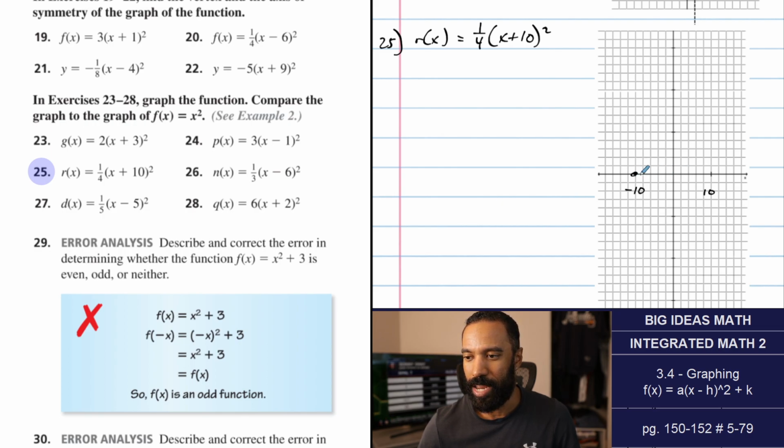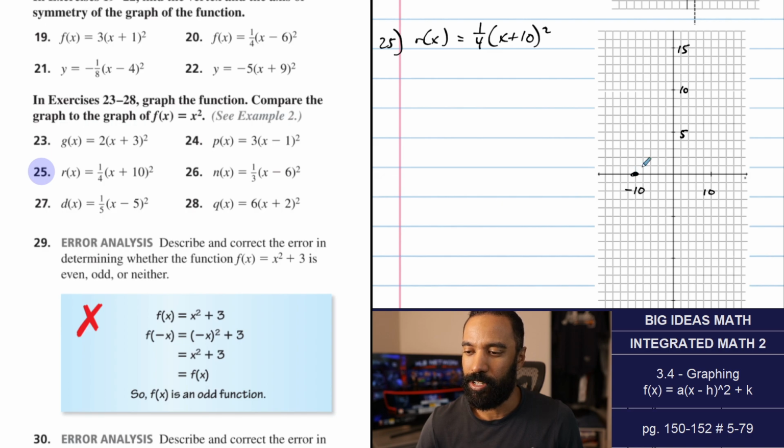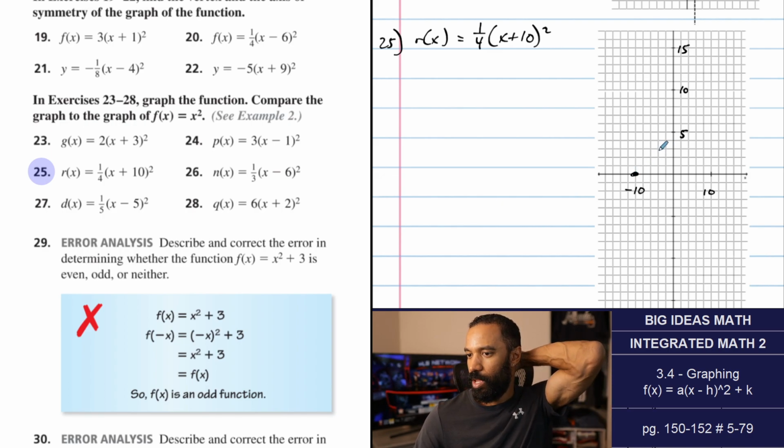Everything goes by 2s now right here. You have to be careful. These are still going to go by 1s. So 5, 10, and 15. I was going to say 20. But it does go upward. So x plus 10 quantity squared, this is your vertex at negative 10, 0.